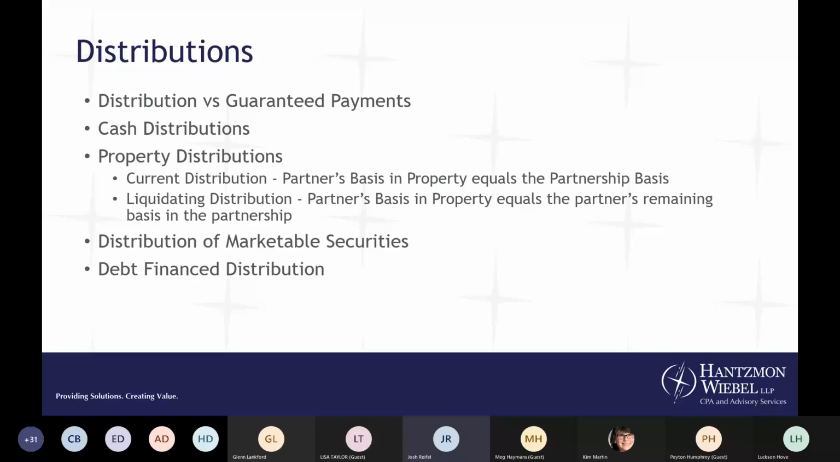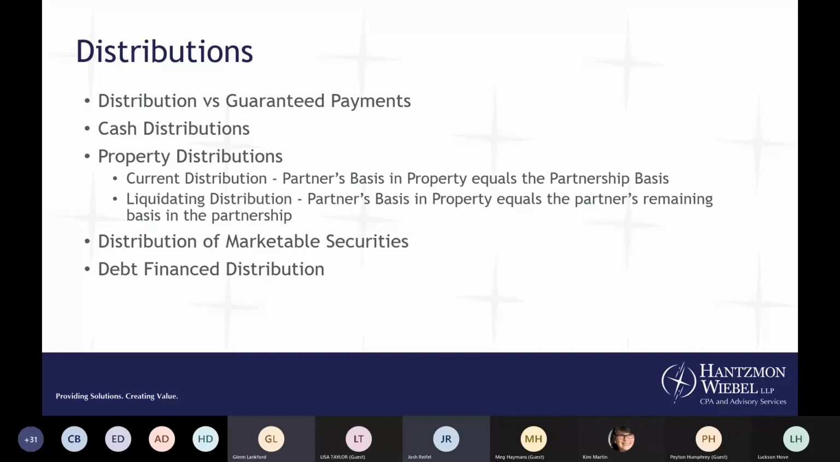Or it could be at the end of the year, partnerships may distribute cash or property at the end of the year to partners or members. But again, the key is that it does decrease basis. And as Glenn said, that actually decreases basis before you take into account any losses.